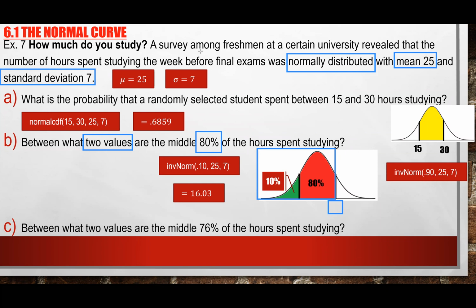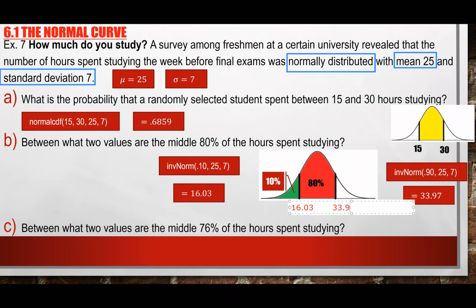25 is my mean, and 7 is my standard deviation. So therefore, this is what I type in. So the two values that I have are 16.03 and 33.97. Those are the two values that are considered 80% of my population. The two values that consider 80% of my population are 16.03 and 33.97.